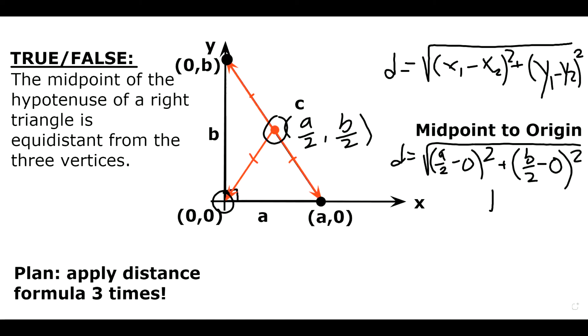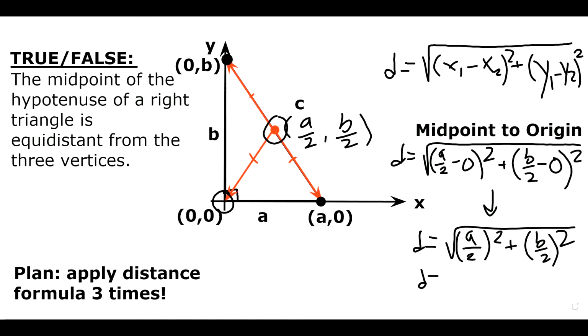And so the distance is going to be the square root of a/2 minus 0, which is just a/2 squared, plus b/2 minus 0, which is just b/2, and we'll square that again. So the distance is the square root of a squared over 4 plus b squared over 4, if we just distribute the 2's into those brackets using exponent laws.